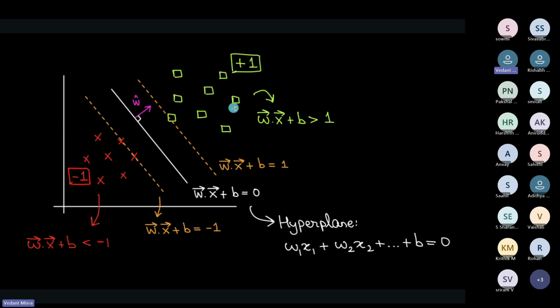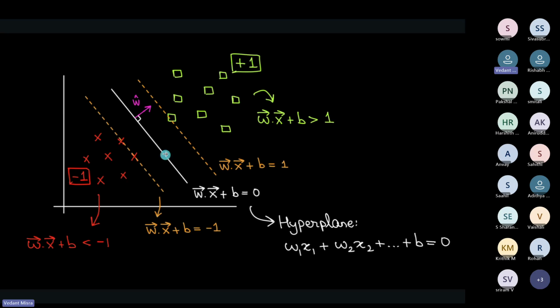For all the green points, we saw that the score is either greater than 1 or equal to 1 in case of the support vectors. For the red points, the score was either -1 or less than -1. It was -1 for the support vectors. One more thing, because the hyperplane is wx plus b, we know that w is normal to the hyperplane.